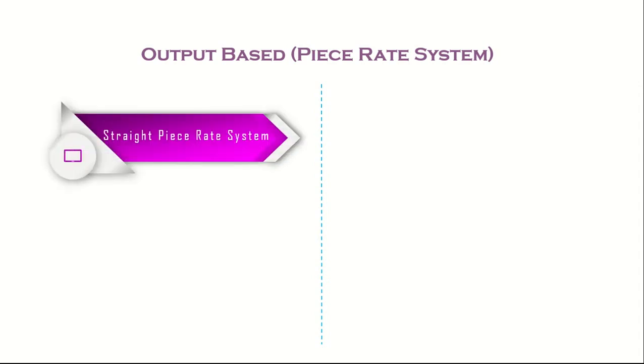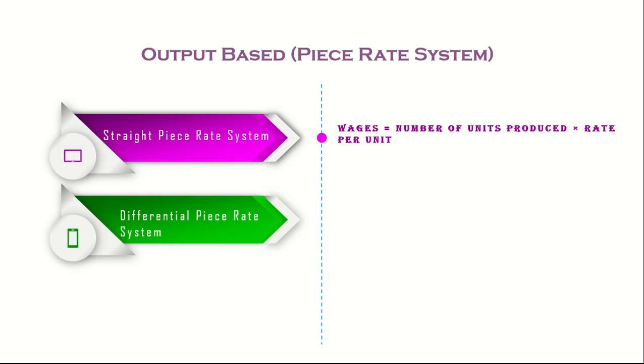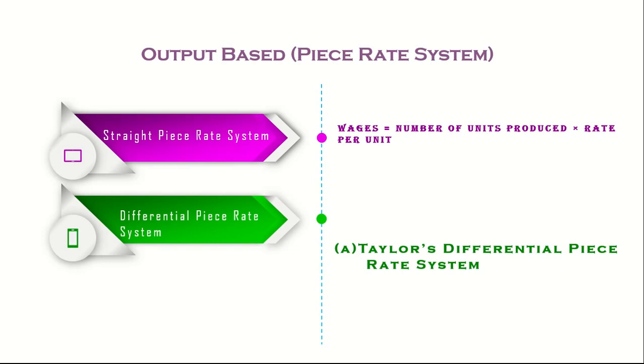Output-based, piece rate system. 1. Straight piece rate: wages equals number of units produced times rate per unit. 2. Differential piece rate system, with subclassifications. Taylor's differential piece rate system. This system of wages payment aims at rewarding efficient workers by providing increased piece rate beyond certain level of output.